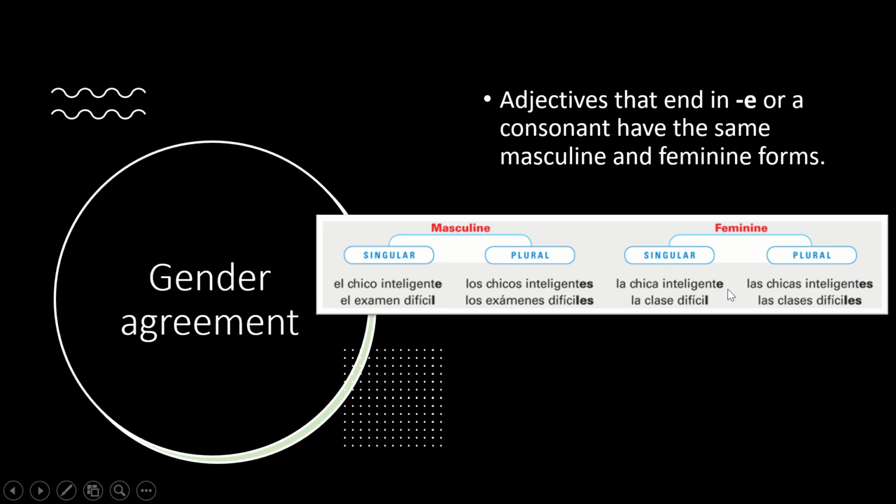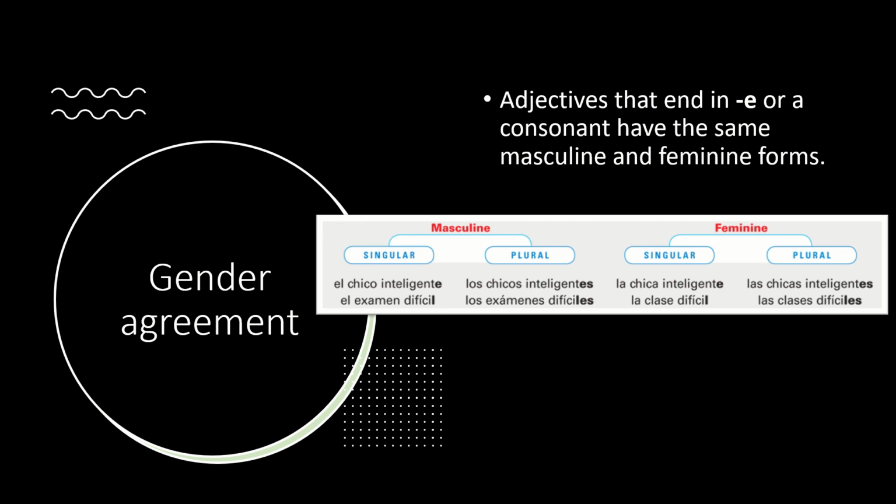Notice that there is nothing else different about the way the inteligente looks when it is paired with a chico, masculine, or chica, feminine. When we want to make that plural, all we have to do is add an S. So it becomes los chicos inteligentes or las chicas inteligentes. When we have an adjective that ends in a consonant or a non-vowel, we have to add ES to the end to make it plural.